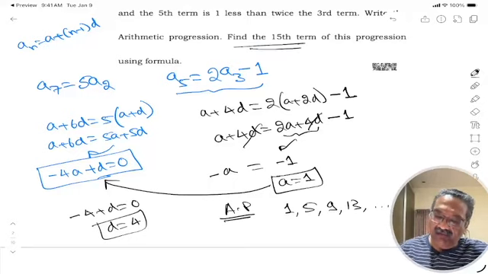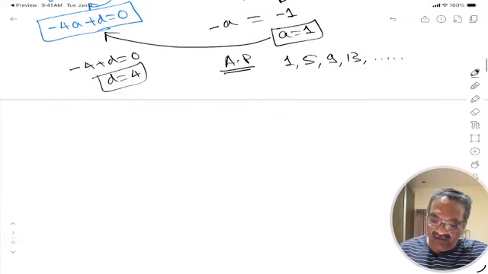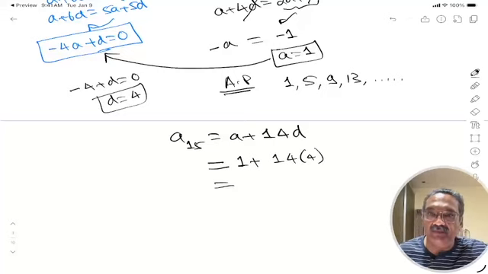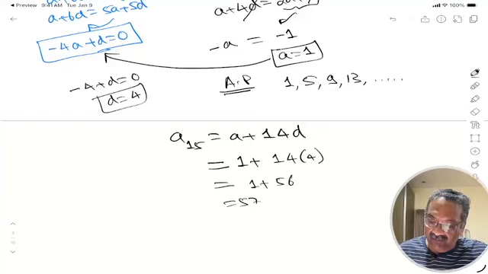Also they have said to find the 15th term of this progression. So a15 will be a plus 14d is equal to a is 1 plus 14 into 4. 14 fours are 56, plus 1 is equal to 57.